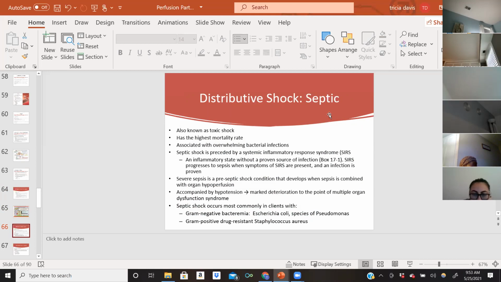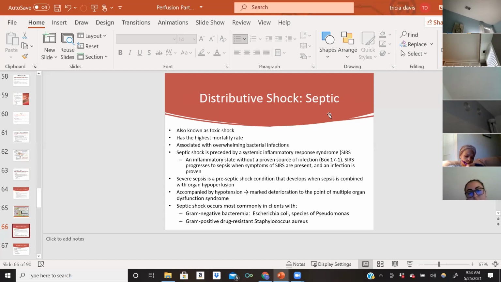This is very common. You see this a lot in the hospital, and it has the highest mortality rate. It is associated with overwhelming bacterial infections that move into the blood. Septic shock is always preceded by systemic inflammatory response syndrome, what we call SIRS, which is an inflammatory state without a proven source of infection. So it looks like something's going on, but we can't actually say this is the bacteria that's causing the problem.